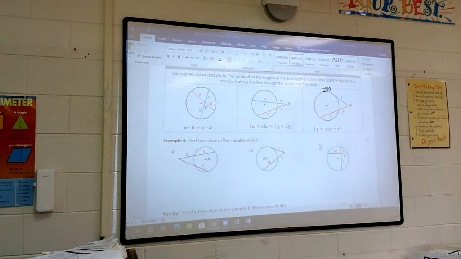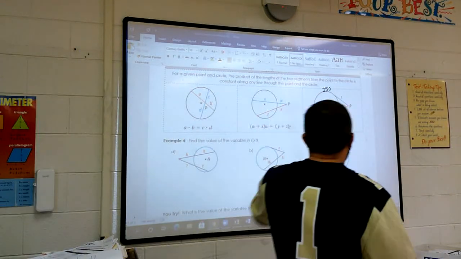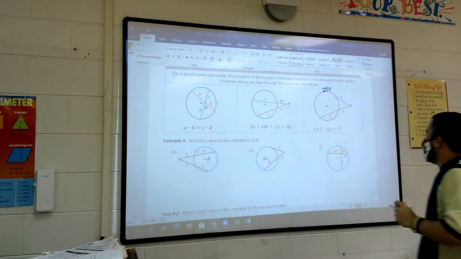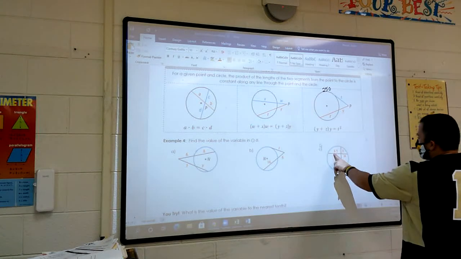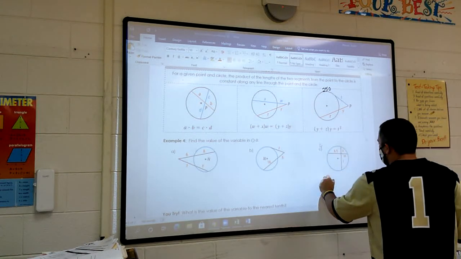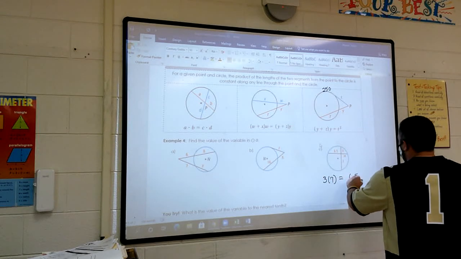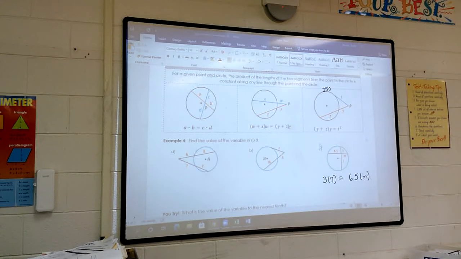There's 3 of them in here. In example 4, let's go to part C first because it matches up with our first theorem. So part C is telling us to multiply. Okay, this is 6.5. This is M. This is 3. This is 7. So 3 times 7 is equal to 6.5 times M. That's what it's saying. This times this equals this times this. So one line multiplied has to equal the other line multiplied.